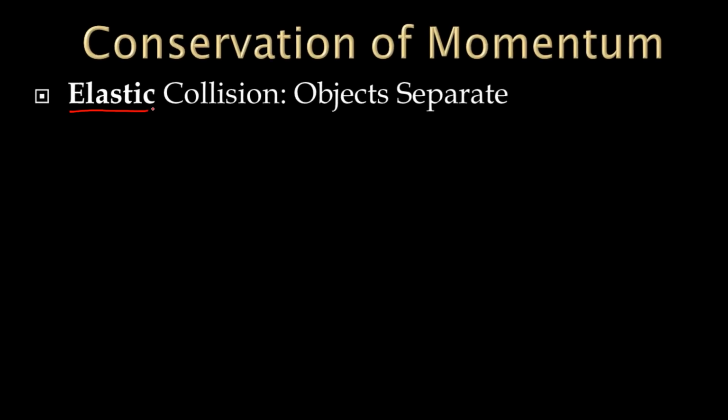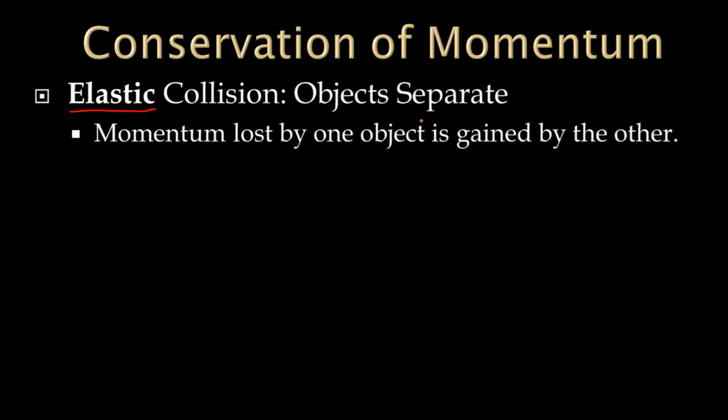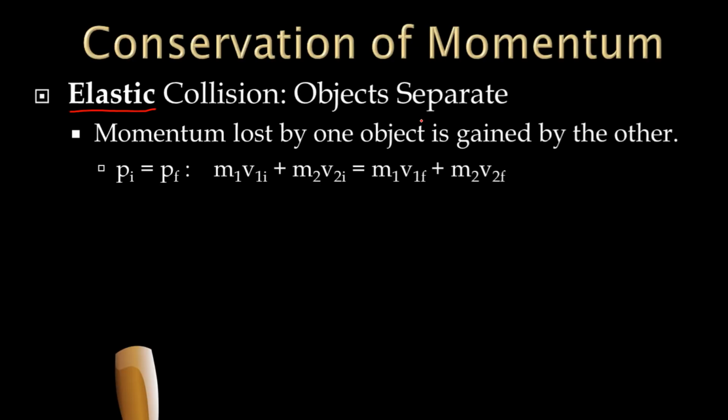We'll look at two example collisions here. The first collision is known as an elastic collision, and that's where our objects separate. Again, because it's a collision, we know that the momentum lost by one object is gained by the other. Our momentum before will equal our momentum after.